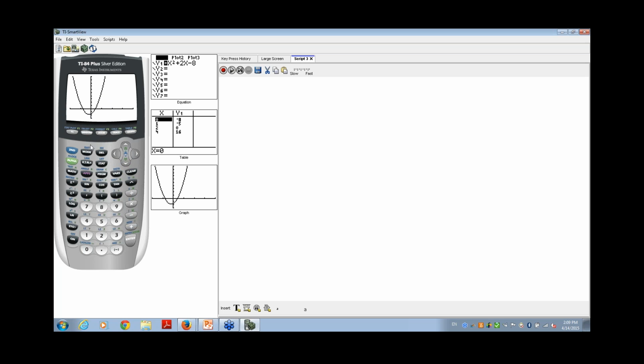And then you repeat the same steps. Second trace, and to the left of the curve, to the right of the curve, and then hit enter, and it'll give you the same answer. Okay? There's way too many ways to do this.